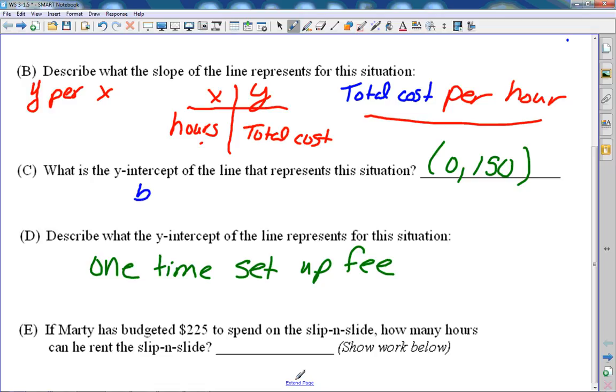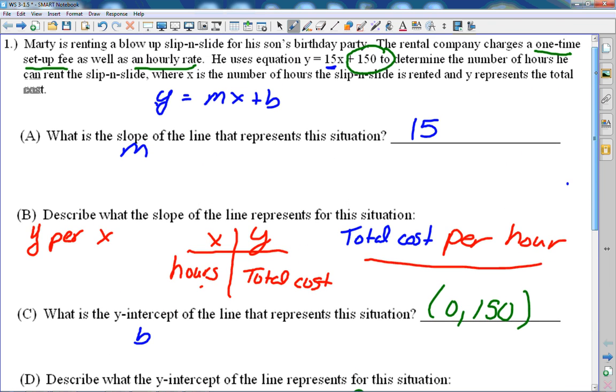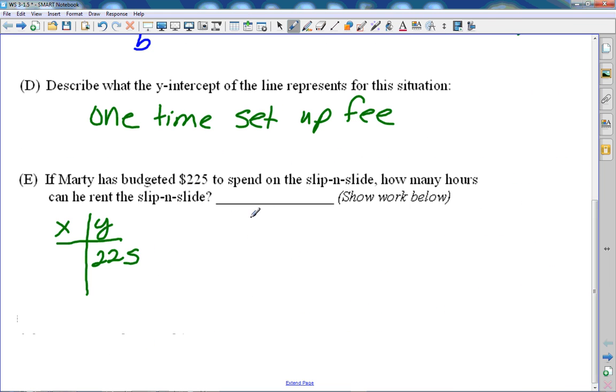Okay, on my next one, it says if Marty has budgeted to spend $225, how many hours would he rent? Now you can go in the calculator and look and see where y is 225. Or I can take the equation, which is 15x plus 150, and set it equal to 225. So right here, now I'm going to try and solve it.